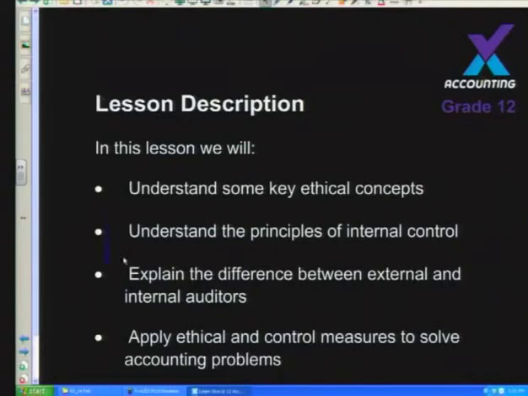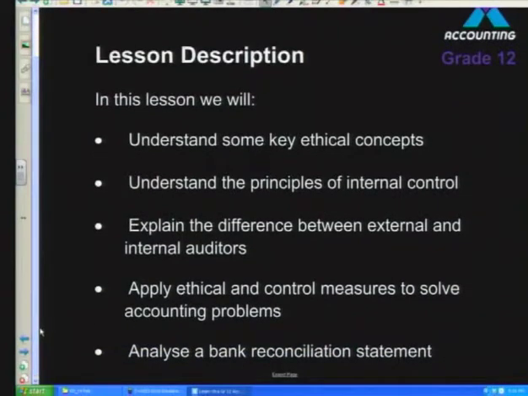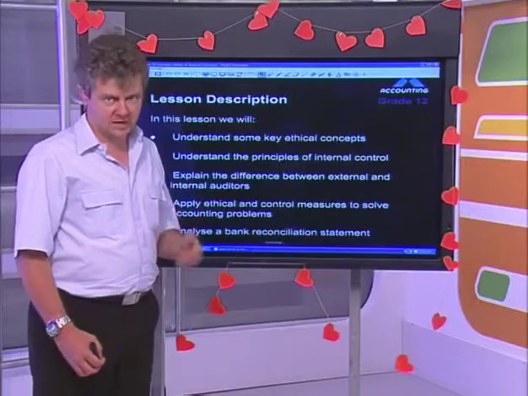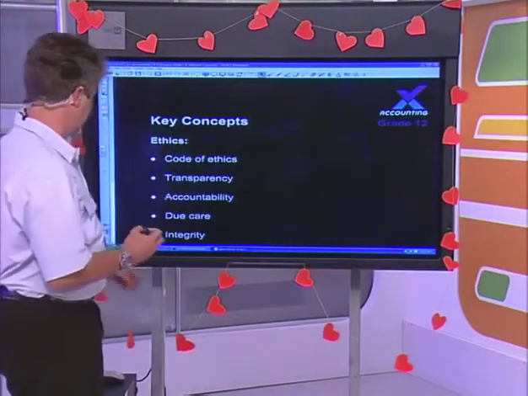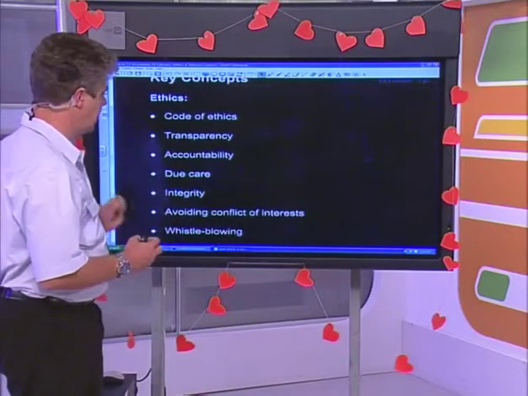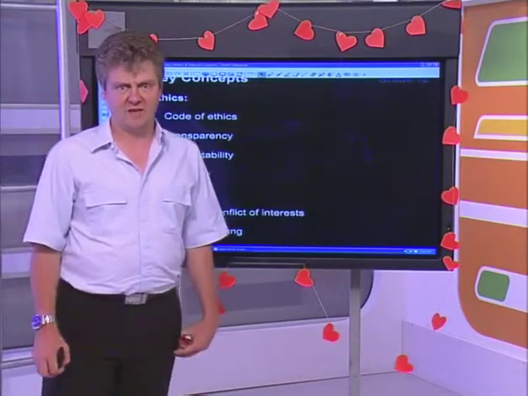Then we will explain the difference between external and internal auditors, and then apply some ethical and control measures to solve accounting problems. And tonight's problem is going to have to do with bank reconciliation, which is grade 11 work, but which can be asked to you in grade 12 as well. So the first thing that we need to look at are some key concepts in ethical behavior.